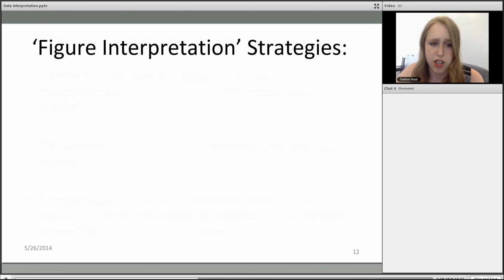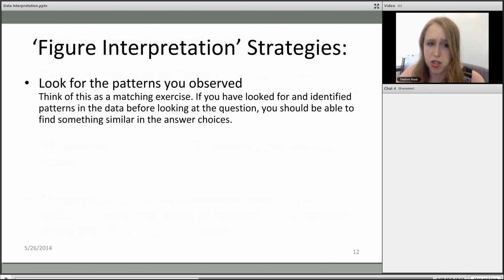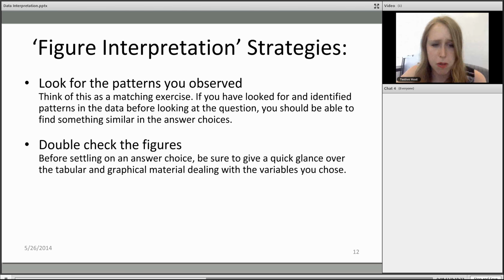Here's some strategies. You want to look for those patterns you observed. So think of this as a matching exercise. If you've looked for patterns and identified them before looking at the question, you should be able to find something similar in the answer choices. So it's much easier to form your own opinions and look for something that matches up with that, rather than looking for a needle in the haystack and trying to determine an answer before you familiarize yourself with the data. You can double check the figures.